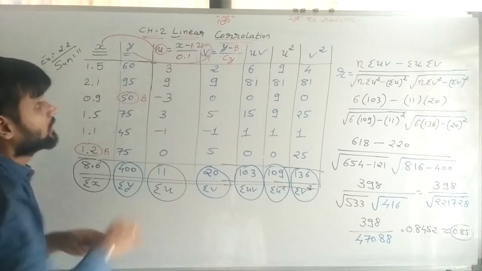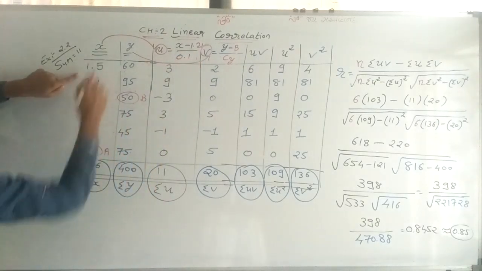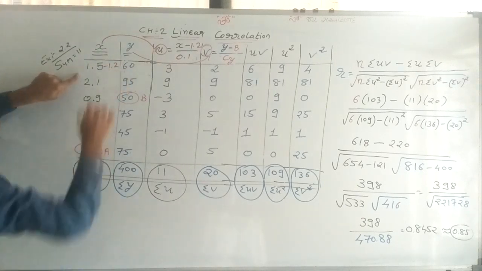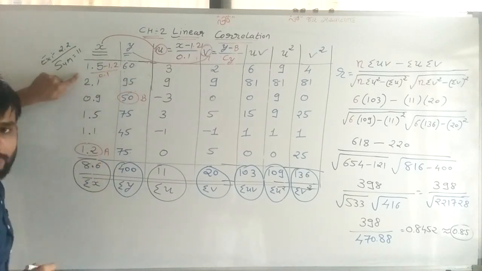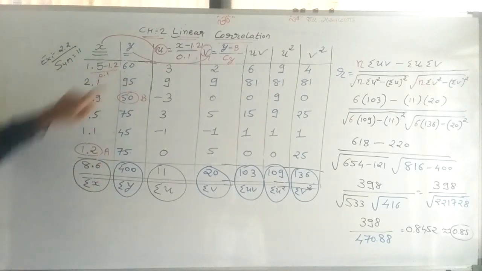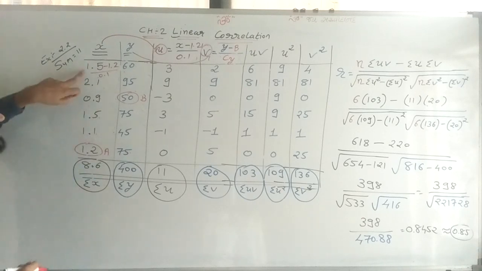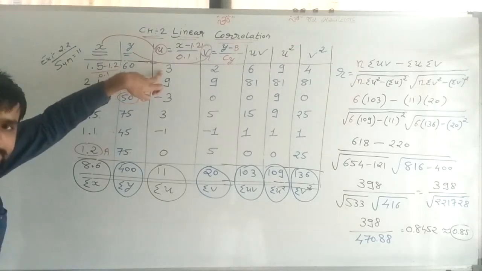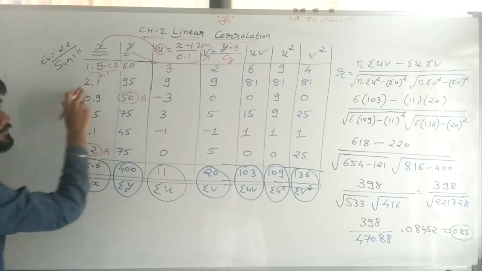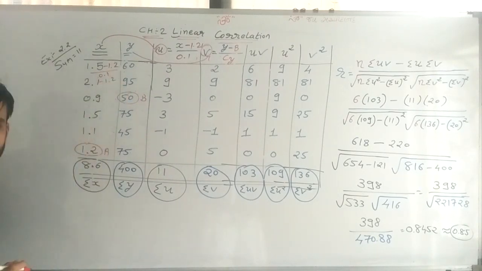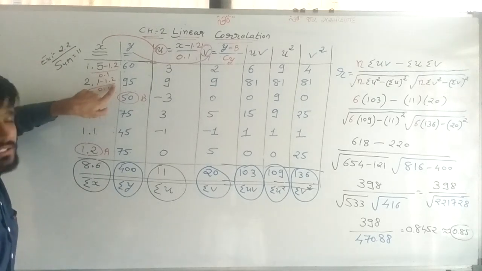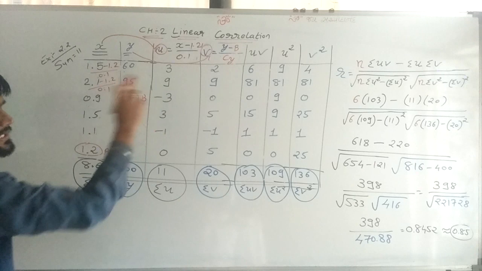Now talking about the 1.2, from all the values of x, minus 1.2 divided by 0.1. So 1.5 minus 1.2, answer is 0.3, and 0.3 upon 0.1, answer is 3. Same way for the second value, 2.1 minus 1.2 divided by 0.1. So 2.1 minus 1.2, answer is 0.9. 0.9 divided by 0.1, answer is 9.